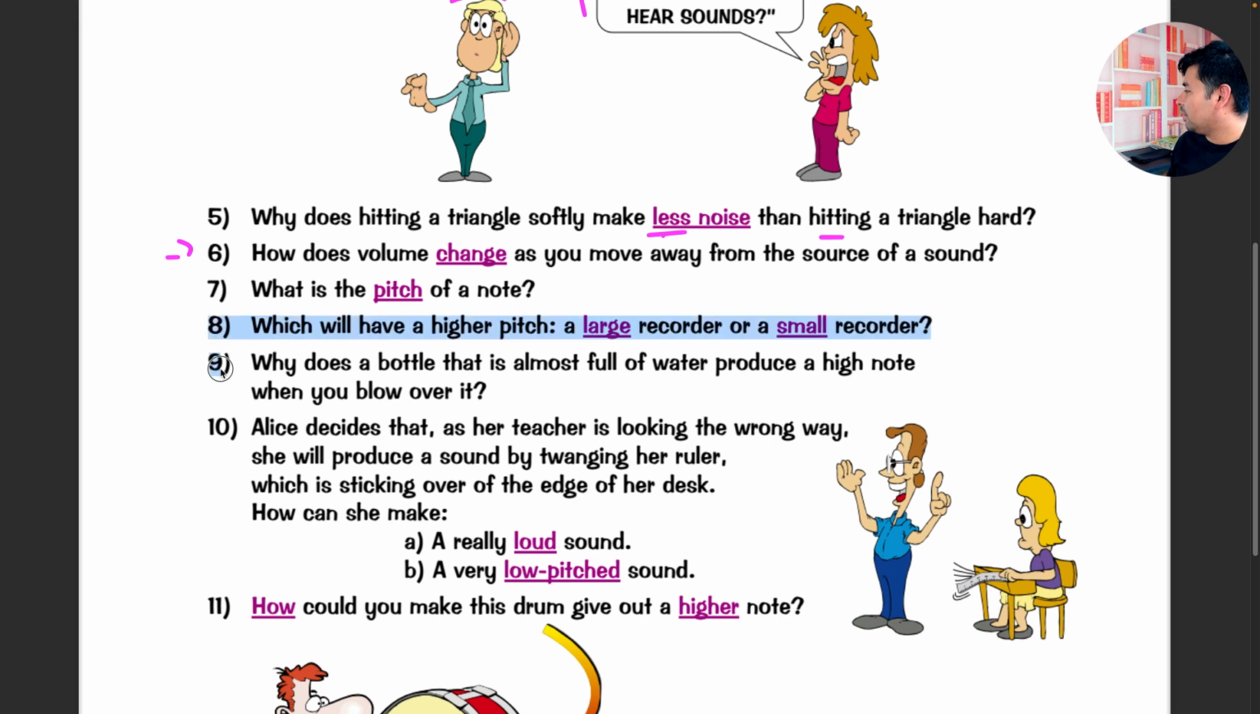And number 9 here we have, sorry, this one. Why does a bottle that is almost full of water produce a high note when you blow over it? Again, why does a bottle that is almost full of water produce a high note when you blow over it? Again, if you don't know what is a high note, if you don't know what is a bottle, yeah, that is almost full. If you don't know these words, so it's gonna be difficult for you to answer.